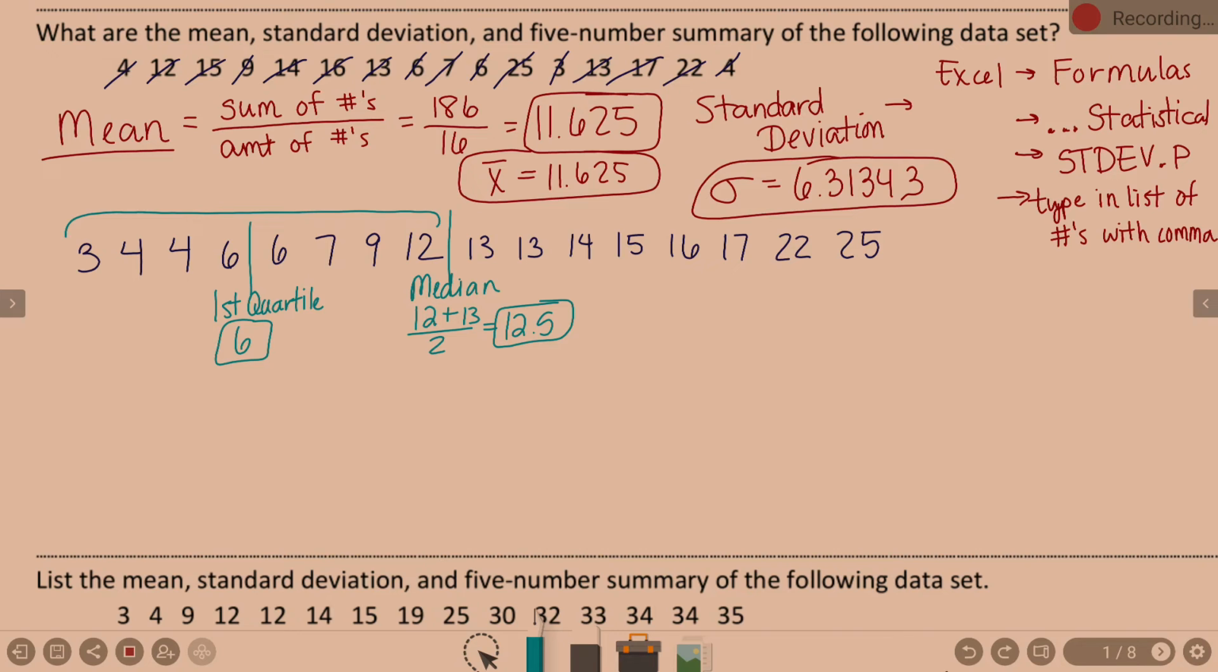Now, repeat the process for the upper half of the data. So up here, we're looking at these 8 numbers to the right of my median. And if I count in, do we end up between 15 and 16, I think? And so this is going to be my third quartile. What's in the middle of 15 and 16? 15.5. Or, doing the math here, 15 plus 16 divided by 2 is 15.5.